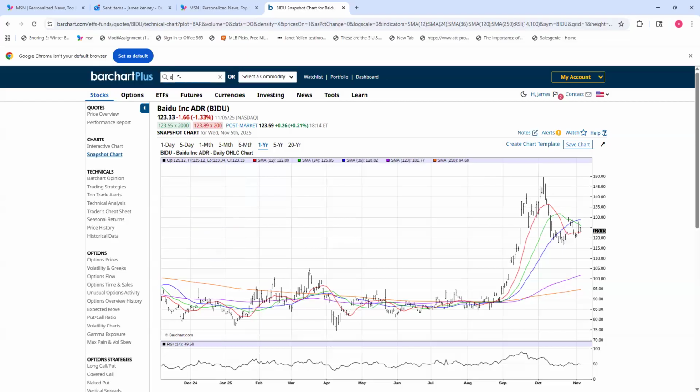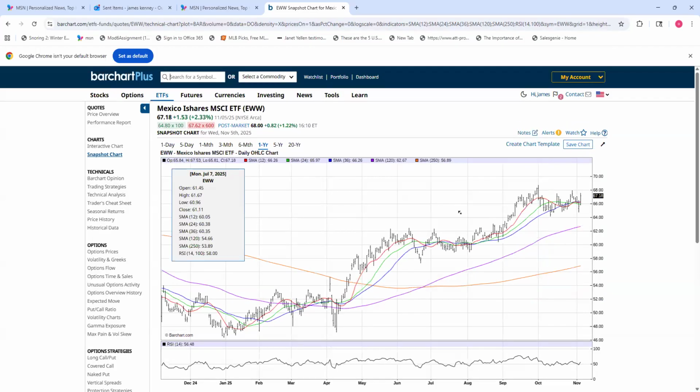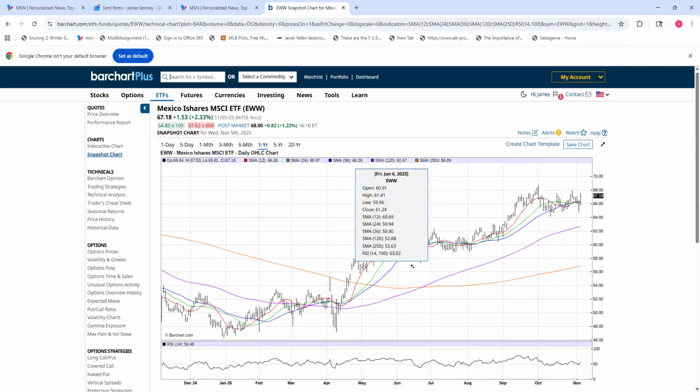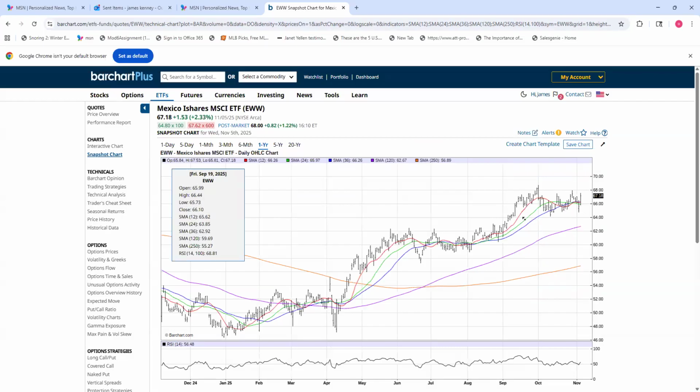And another one here is Mexico. Mexico turned up right when those tariffs came out. That's when it turned up at 52. Then they give you a few opportunities. It just went down a little bit. Now it's breaking out again. So this thing's been a pretty good place to park a little bit of money.